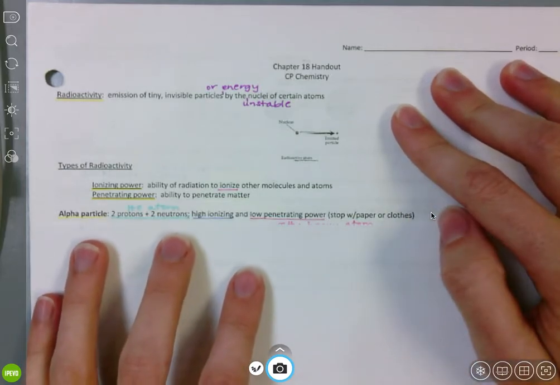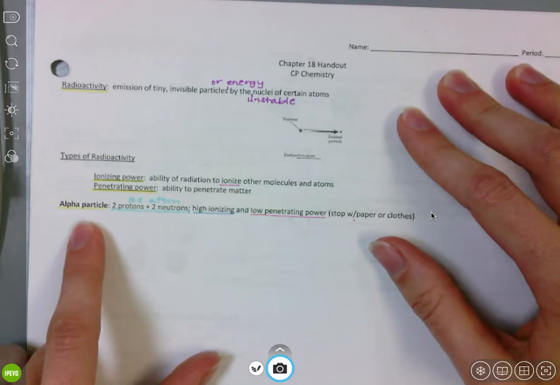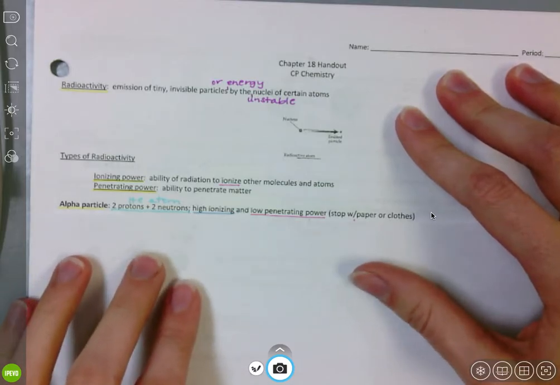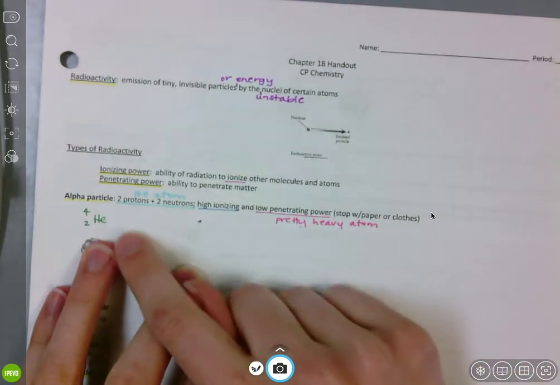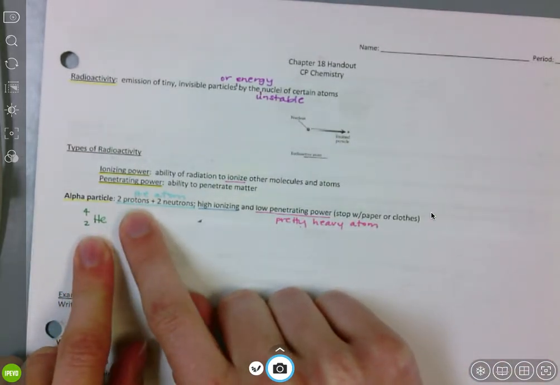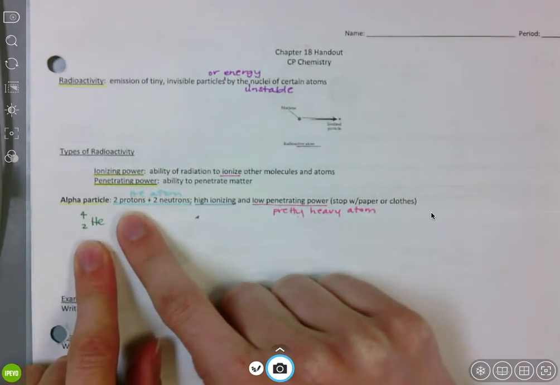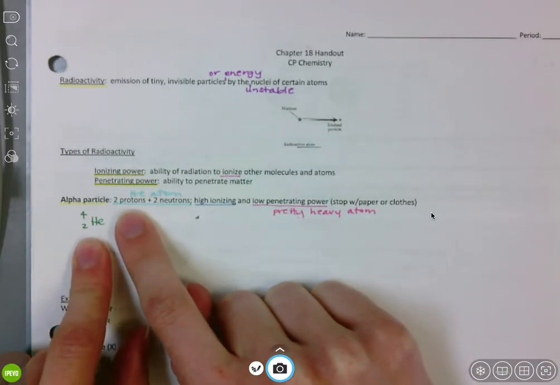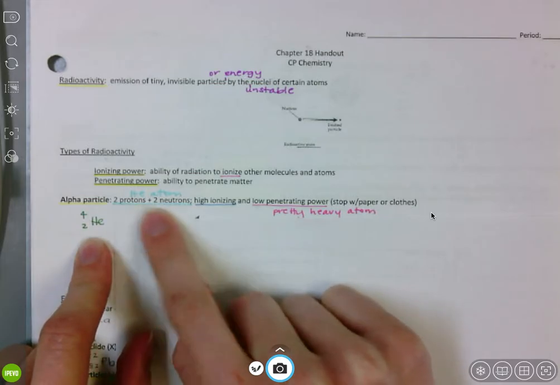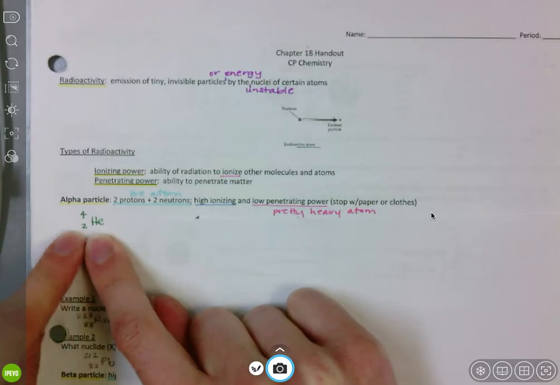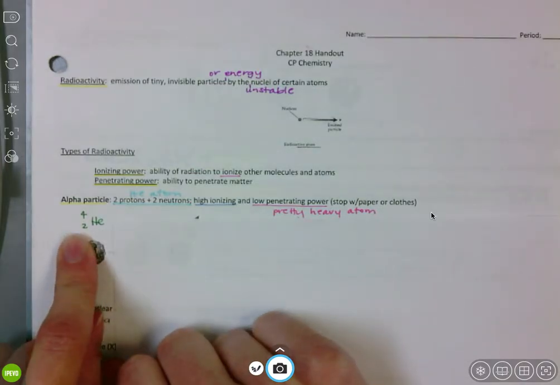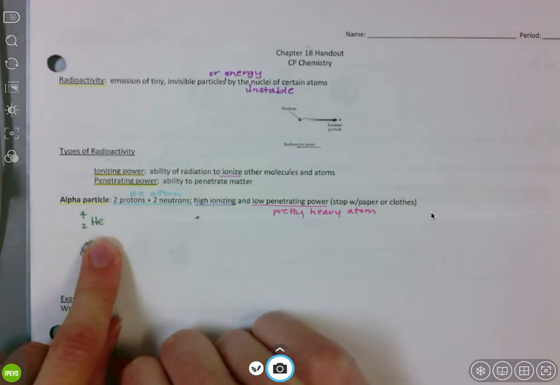So the first type of radioactivity we are looking at is an alpha particle. How we are going to do the notation for an alpha particle is like this. So 2 protons, that means we're dealing with helium, because helium is the element that has 2 protons, and 2 neutrons, which means we have a mass number of 4. So we have our element symbol, the number of protons on the bottom, so 2, and then our mass number up top. So an alpha particle is a helium-4 atom.